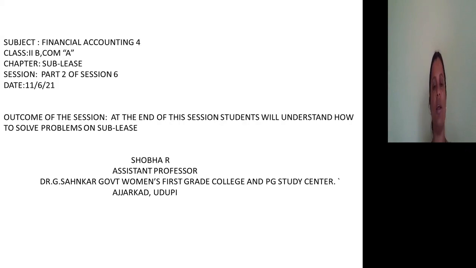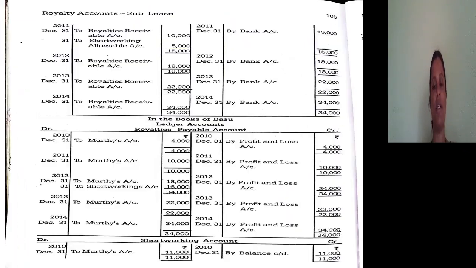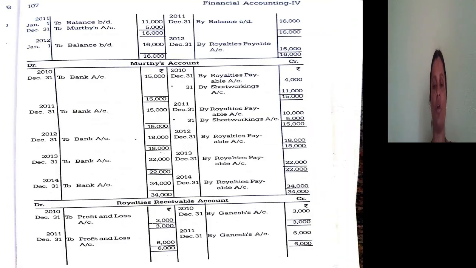You know that in session 6 we concentrated on how to prepare accounts in the books of main lessor, that is Murthy. Today we are concentrating on how to prepare accounts in the books of main lessee in the capacity of lessee, that is in the books of Basu. You know that three important accounts are to be prepared. One is the royalty payable account, next one is the short working account, the other one is Murthy's account.